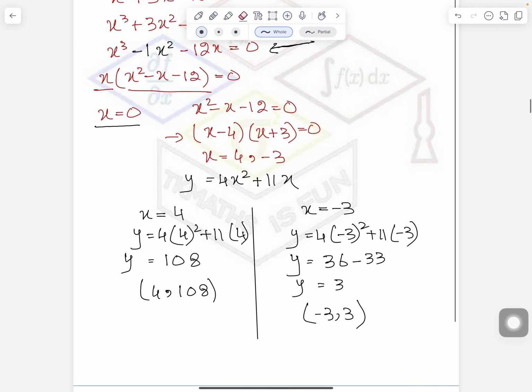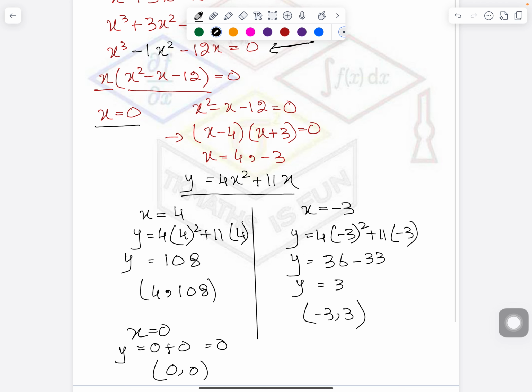If you substitute, sorry, I forgot to show this also. So x equals 0 also you will plug in here, right? So that will be equal to, so one of the coordinates is (0, 0).